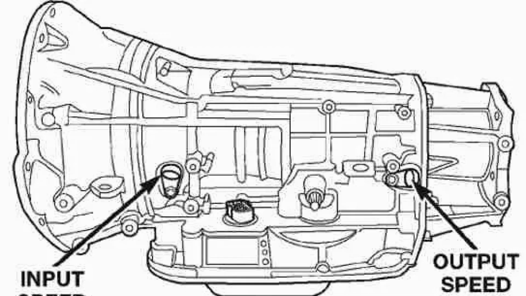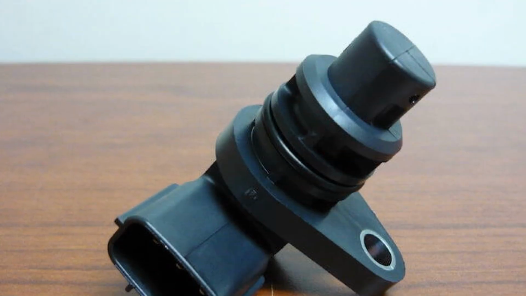Test the output shaft speed and transmission fluid temperature sensor input circuits. If there is a problem, replace the faulty sensor. Flash or replace the PCM if necessary. Diagnosing and solving problems.